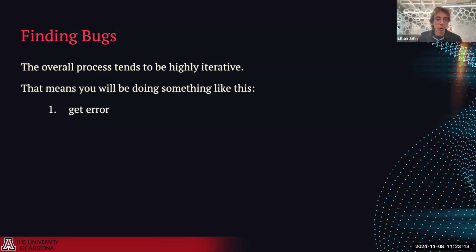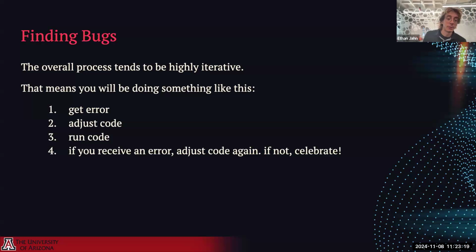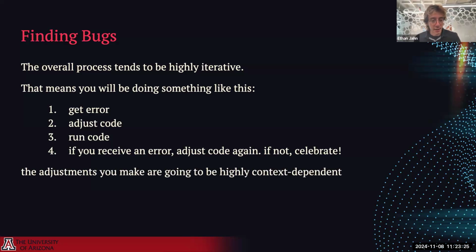So the general process might look like this. First step, you get an error, then you adjust your code, then you run your code, and then if you receive an error, you adjust your code again. If not, then you celebrate and move on to your next task. The adjustments that you make are going to be highly context dependent. So I can't tell you exactly what adjustment you need to make for the bug that you're getting right now, but I can tell you guiding principles that might help you determine the best way to adjust your code to avoid that error. Of course, the devil is in the details. So again, it's a lot of exposure, it's a lot of practice, it's a lot of building intuition for these things.